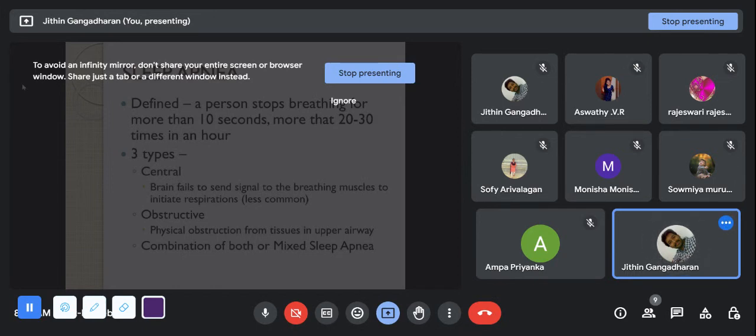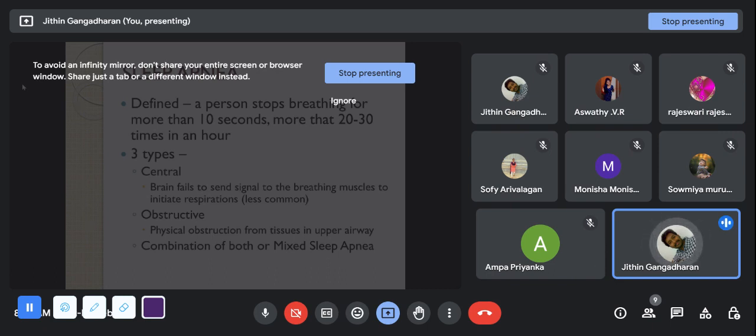Okay, and there are types. We have central sleep apnea, obstructive sleep apnea, and mixed sleep apnea. In central sleep apnea, what happens? The culprit is the brain. The brain fails to send signals to the breathing muscles to initiate respiration. It is very uncommon. That is the main reason for central sleep apnea.